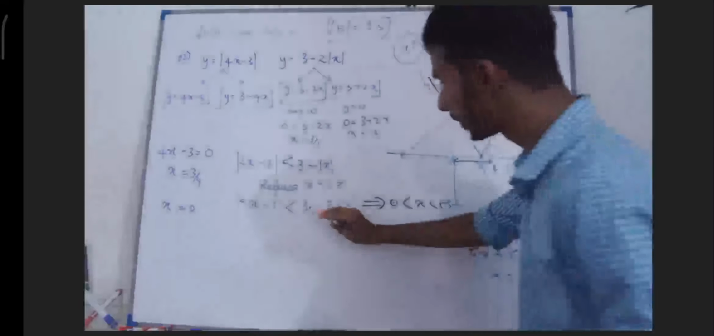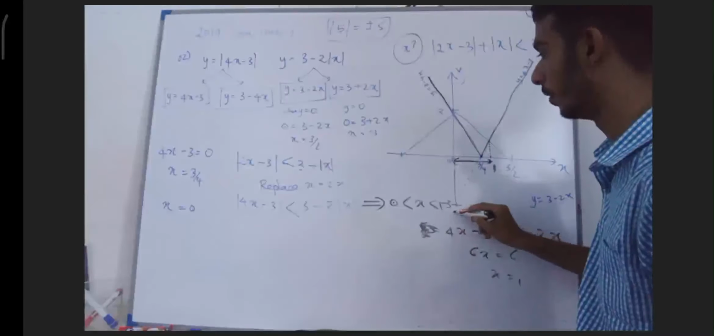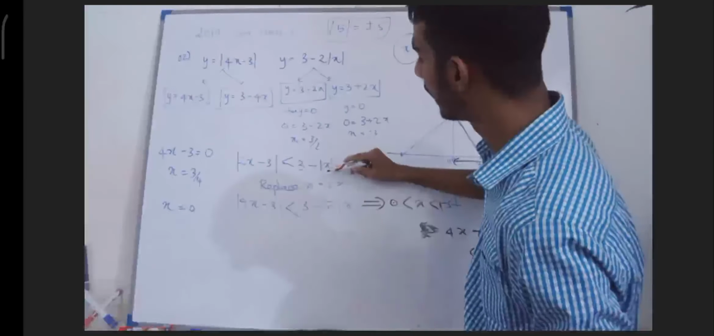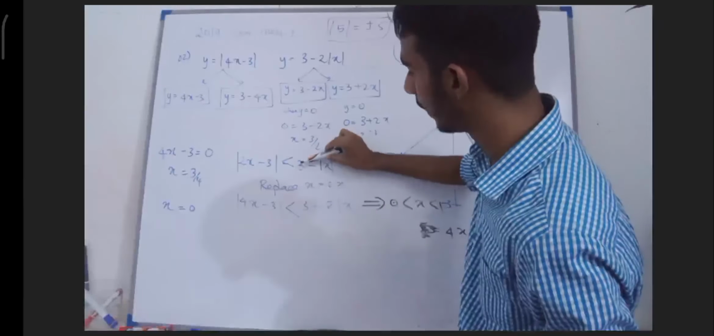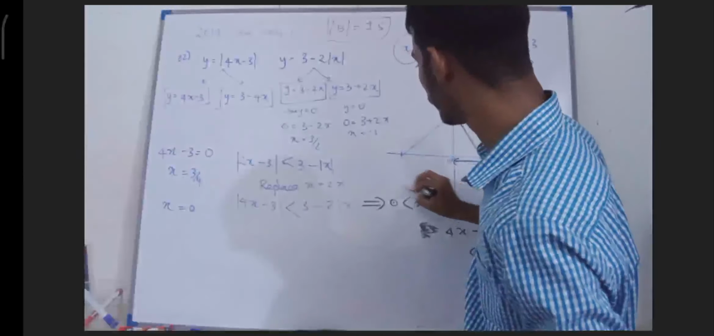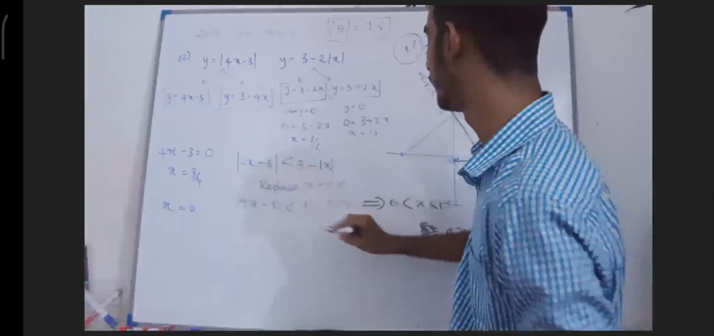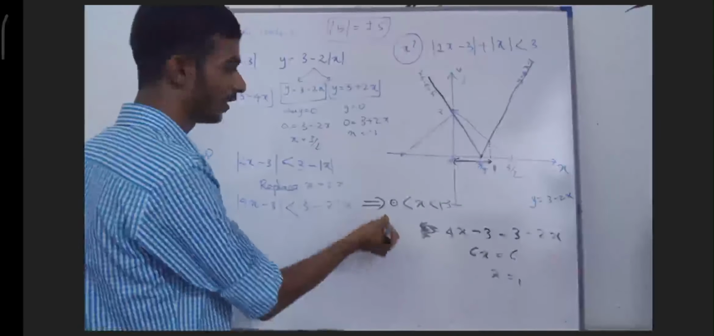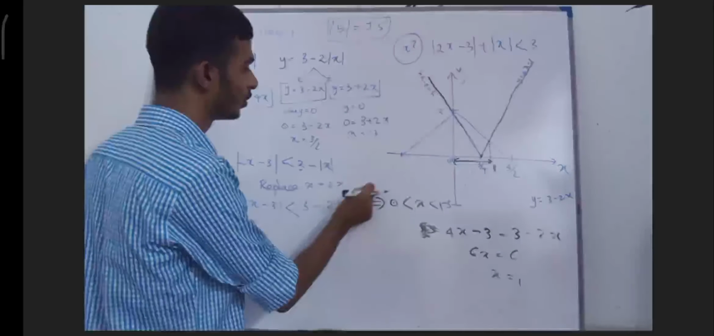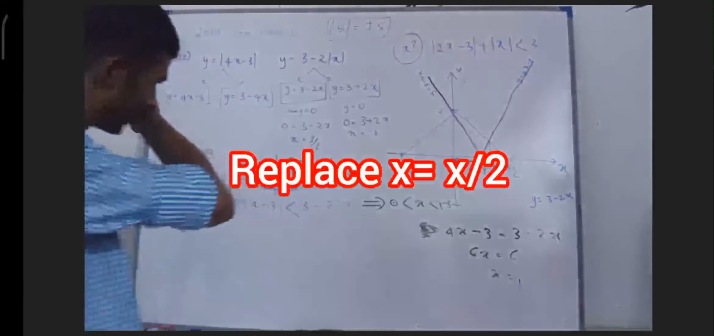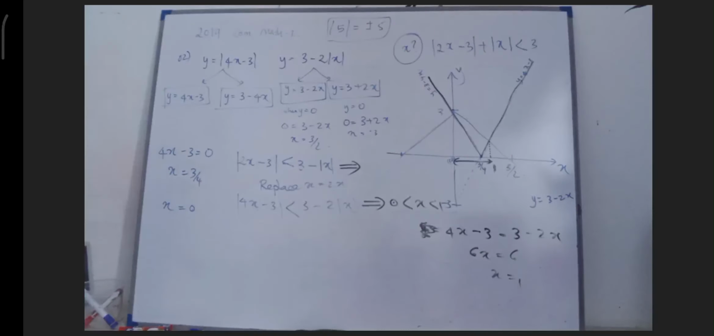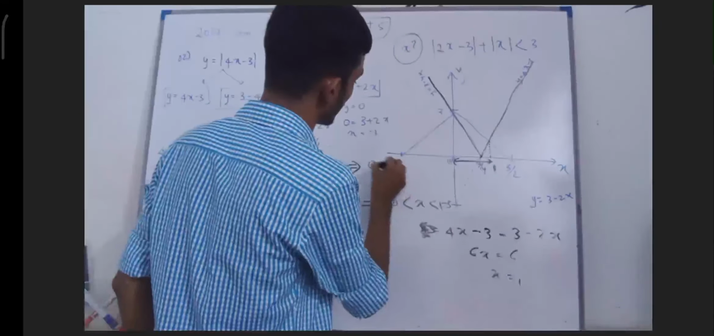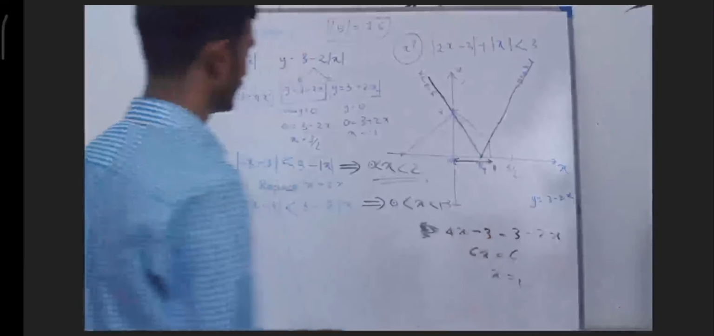Now this inequality is satisfied by this x value. But here what I have done is I have replaced x by 2x. So instead of x, if I put x is equal to 2x, I will get this value. Now what I have to do is simply replace x is equal to 2x here. So this range will be 0 less than x less than 2. So this is the answer.